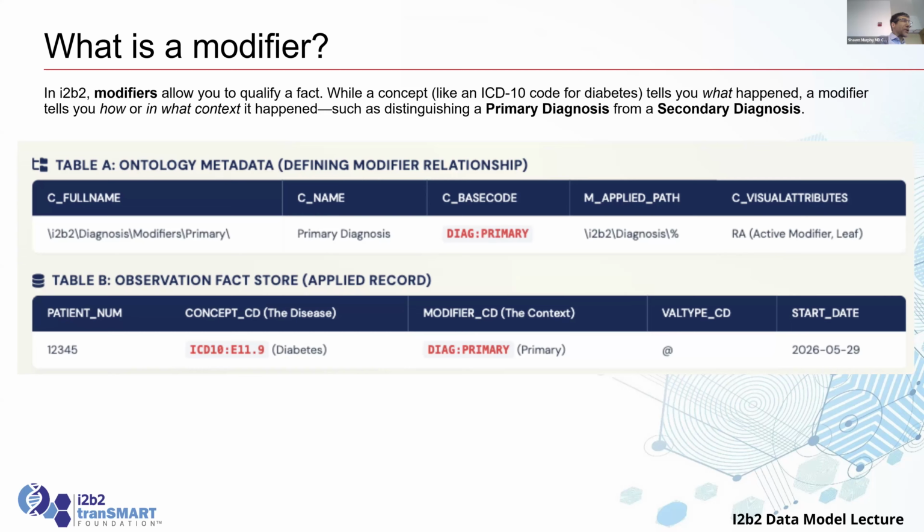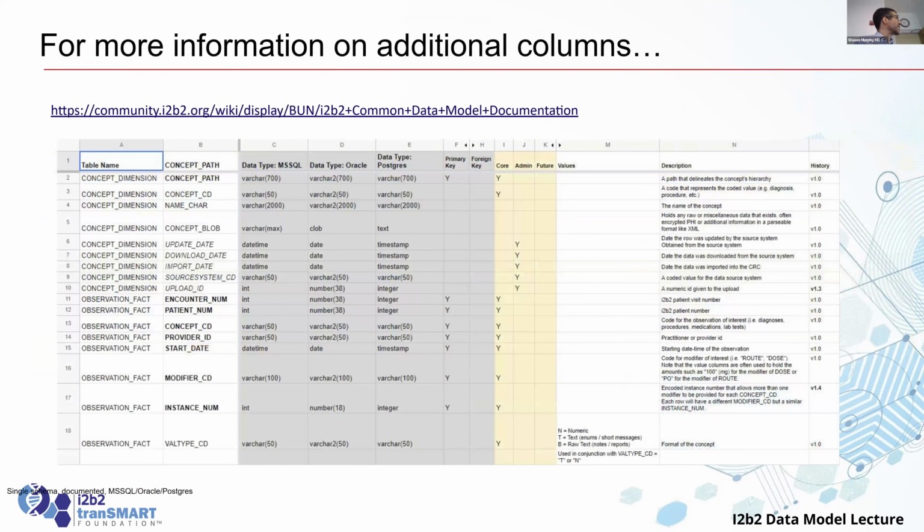This slide shows the ontology metadata and then the observation fact. So the fact is a little more straightforward to understand. You have a concept code, and then for this patient and concept and encounter, but that's not on this slide, there's a modifier code, and in this case, it's primary diagnosis. The ontology metadata, I think I'm going to go over a couple of slides on what the ontology is and what that looks like before maybe we'll come back to that.